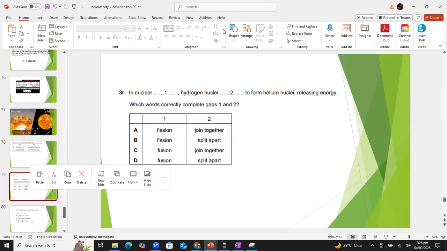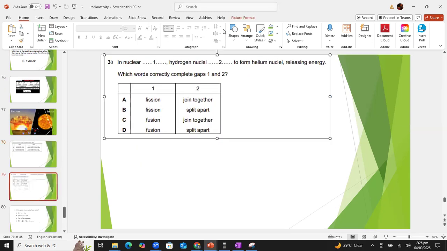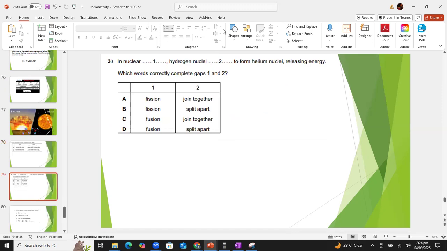Now look at the next question. Question number 30. They are saying in nuclear dash, hydrogen nuclei dash to form helium nuclei releasing energy. Which words correctly complete gap 1 and gap 2? Sarim, check your answer, beta. Well done, Arshman. So in nuclear fusion, if they are talking about hydrogen, only hydrogen can perform the fusion reaction. They cannot perform fission. So the answer can be C or D. So, hydrogen nuclei will join together.